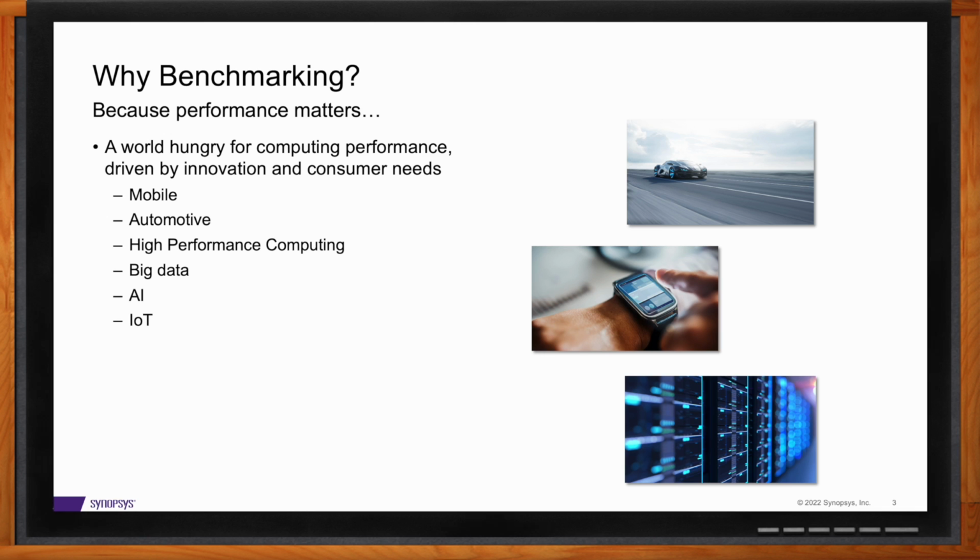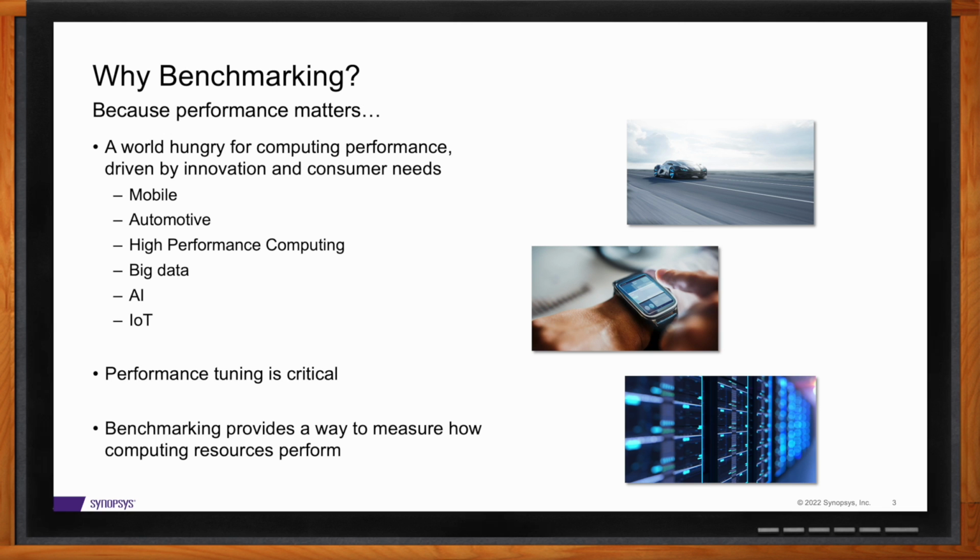They want devices that are connected. They want their cars to be smarter. We're going towards having self-driving cars. And all that requires a lot of compute power. And so what that means is that tuning the system so that it's performing at its best, tuning that hardware so that you can extract the most performance is really critical. And benchmarking is essentially a way, as I mentioned, to measure how those systems perform. So, it's going to be critical in helping tune those systems. And that's why it's so important.